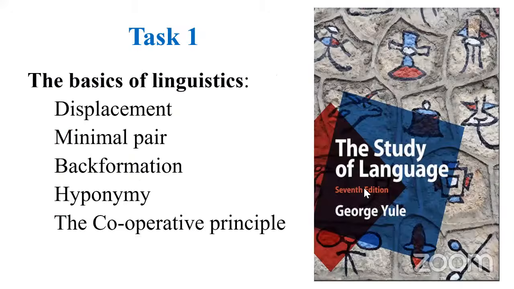Okay. So task number one, when it comes to linguistics, this is the book often prescribed: The Study of Language by George Yule, in its 7th edition. What you can do is get this book or refer to this book and focus on some of the basic concepts. We have displacement, minimal pair under phonology. Then under morphology, we have back formation. Then under semantics, we have hyponymy. Then we have the cooperative principle.